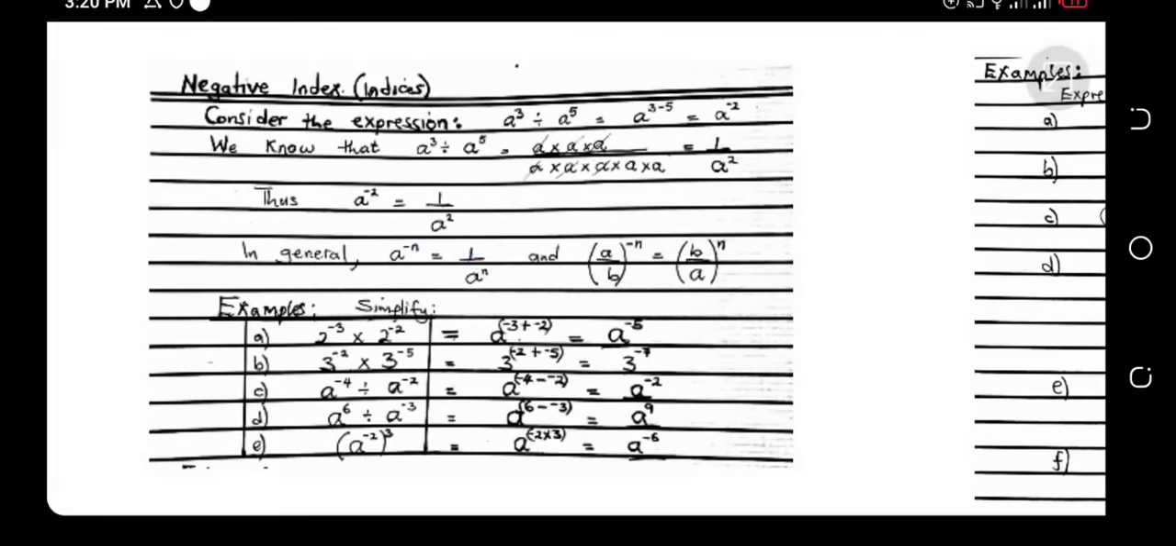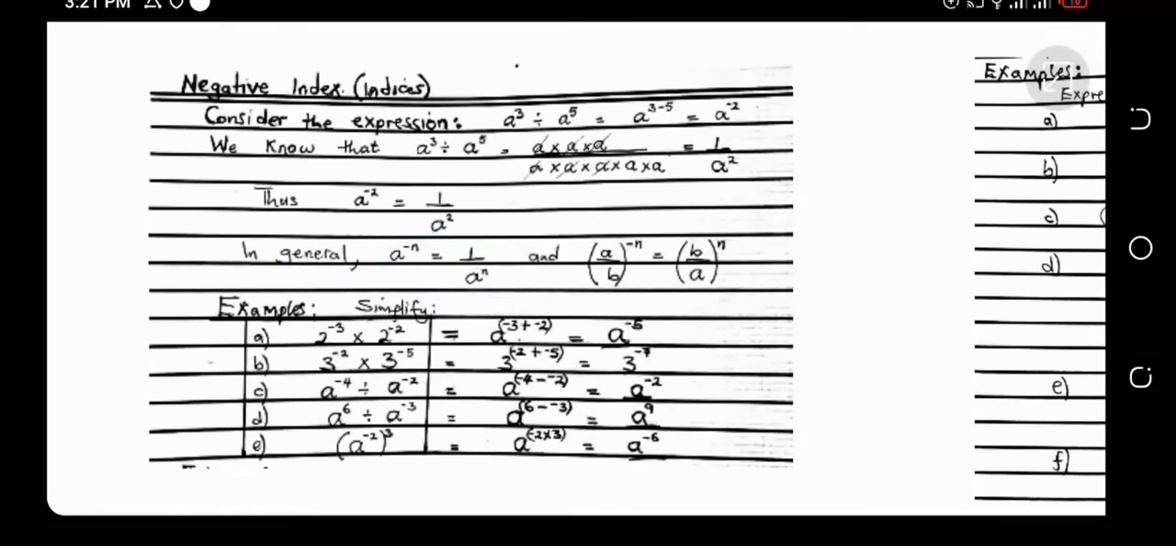In general, this leads us to a law of indices: in case we have a powered to negative n, it is the same as 1 divided by a to power n, which is positive. It shows us how we can make a power which was negative become positive. So a power negative n is the same as, just take a reciprocal and the power will become positive.